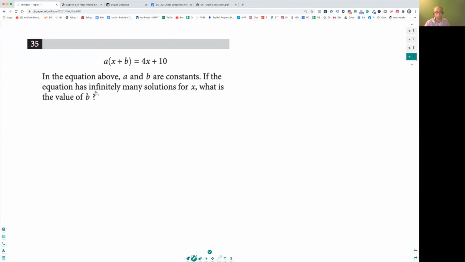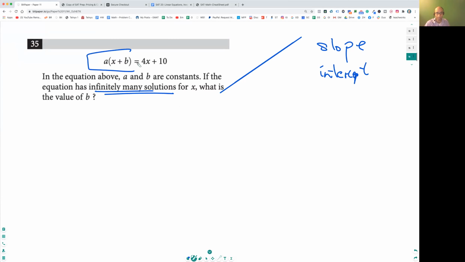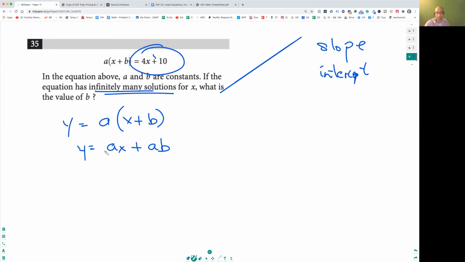Okay, we just did this, infinitely many solutions. We were talking about it very recently, right? What is infinitely many solutions? It means that there are two lines, and they have the same slope and the same intercept. Okay, so think about this as one line. Let's think about this as y is equal to a times x plus b, right? I'm going to simply write it as ax plus ab. That's y is equal to ax plus ab. And I'm going to write down this one as y is equal to 4x plus 10.